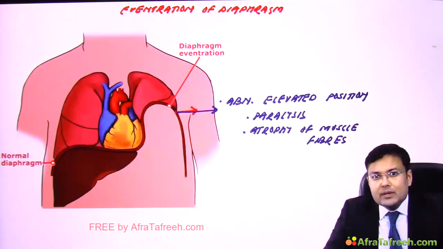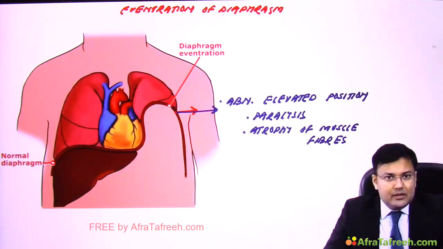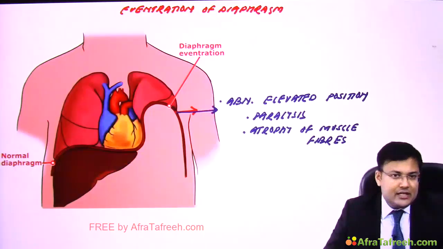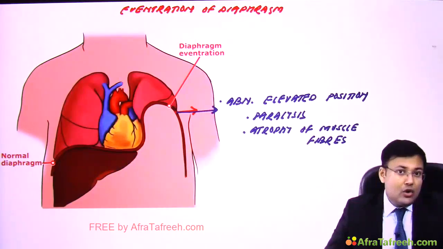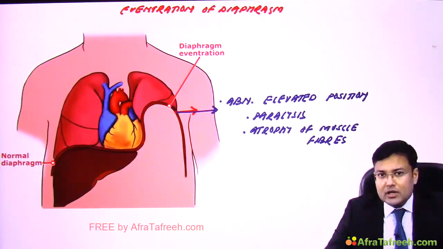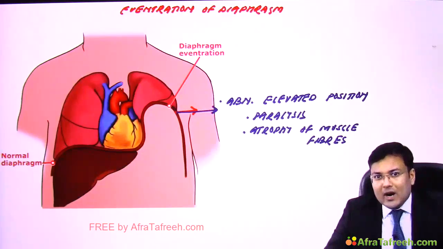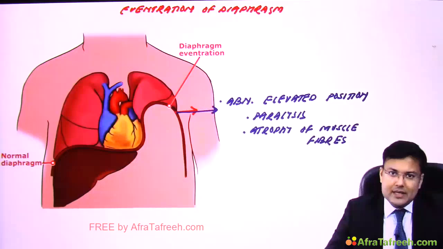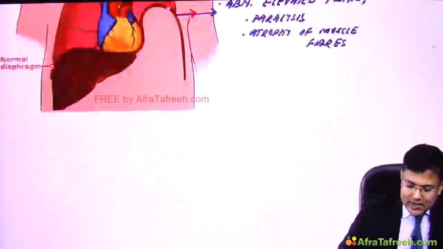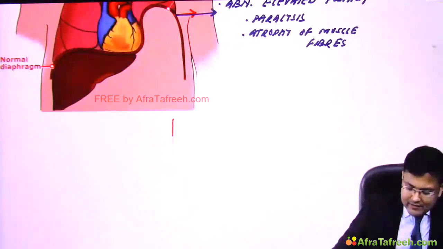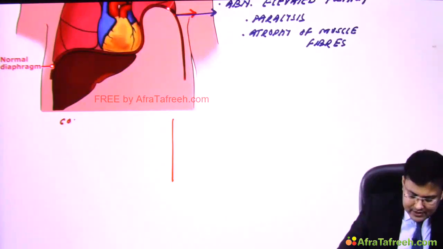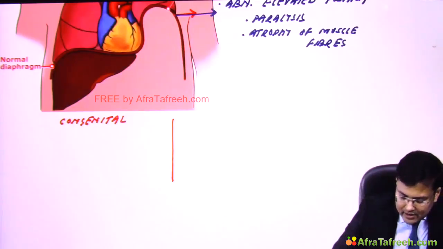Second, there is birth trauma, which is more common in breech presentation, and birth trauma can also lead to eventration of diaphragm. Overall, which one is the most common cause of acquired eventration of diaphragm? It's birth trauma. So what are the types of eventration of diaphragm? It is of two types. One is congenital and the second is acquired.